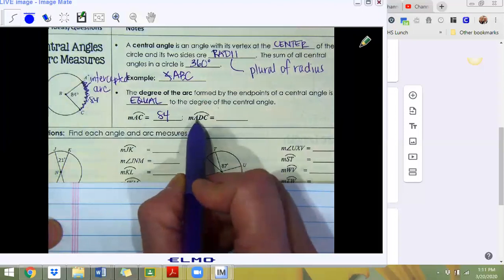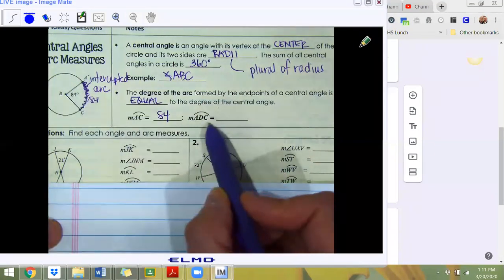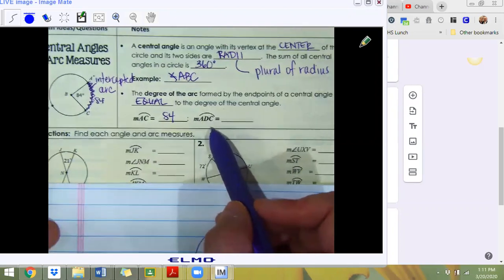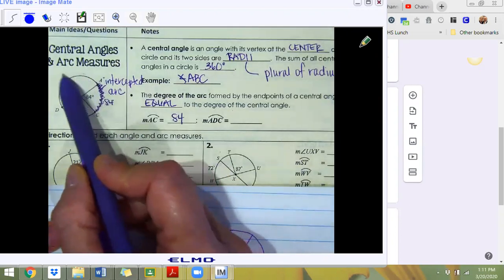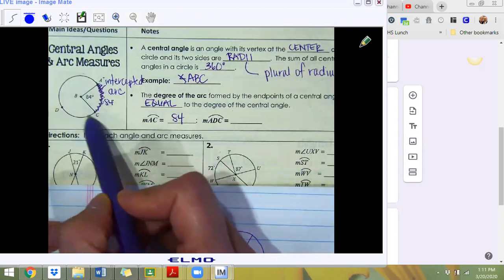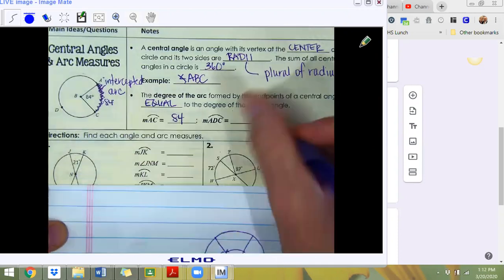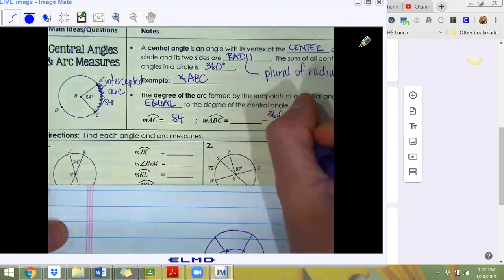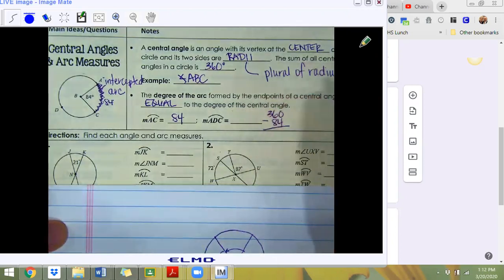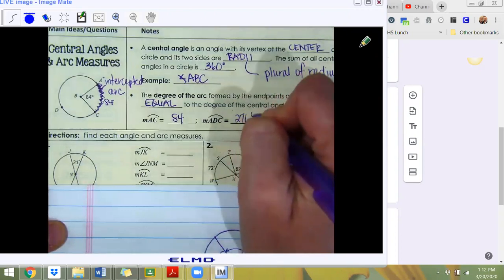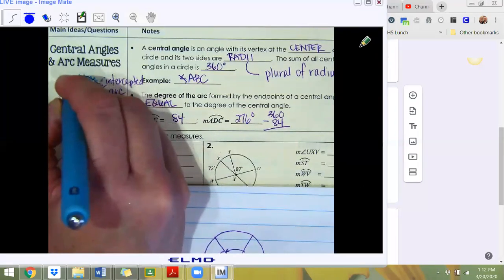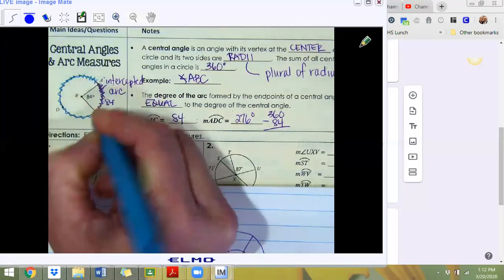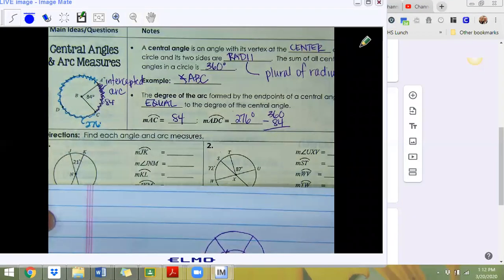Then the measure of arc ADC. This is a major arc, which means it has to be greater than 180. ADC means I'm starting at A, going through D, and ending at C. So if this is 84, then ADC is 360 minus 84, which is 276 degrees. So this major arc would be 276 degrees.